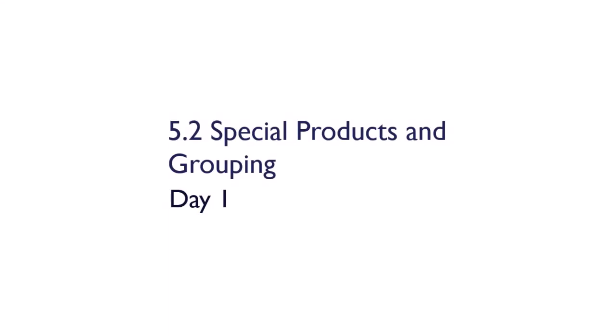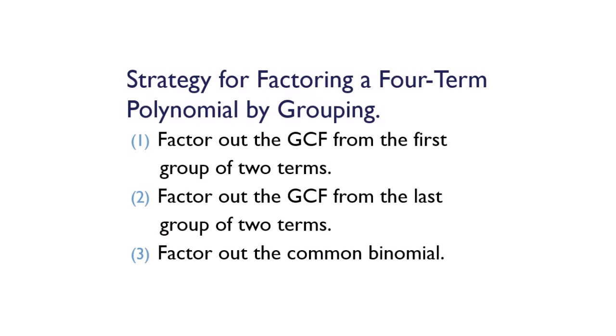All right, everybody, we're going to talk about special products and grouping in this lesson, section 5.2 from the book. When we factor by grouping, first of all, grouping usually applies to a four-term polynomial. Okay, so we have four terms in the polynomial, and we basically do GCF factoring three times.